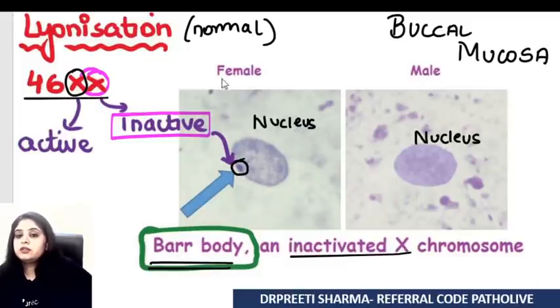And what was that blue color dot? Because every female has a Barr body. That is nothing but the inactive X chromosome, the chromosome X which has been made inactive for life, that is present as a Barr body. So if you get a buccal mucosa sample, how will the Barr body look? It will look like this blue color dot in a female.